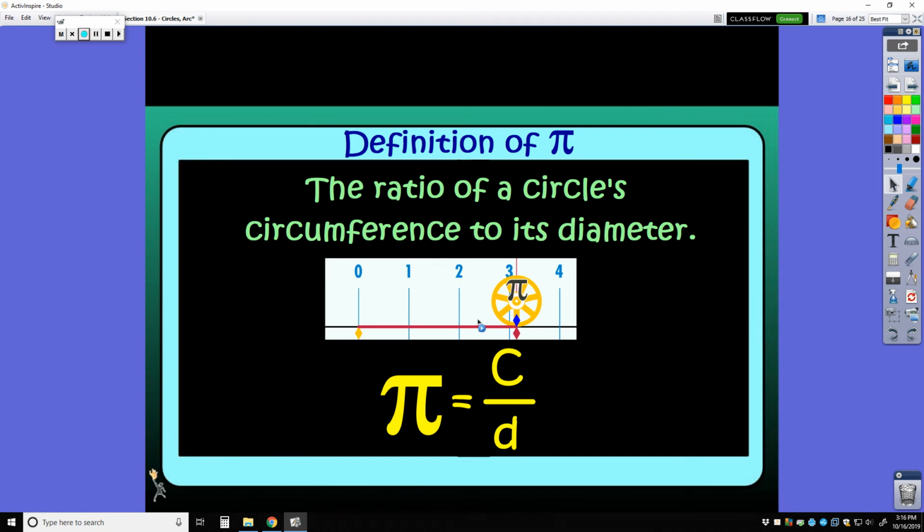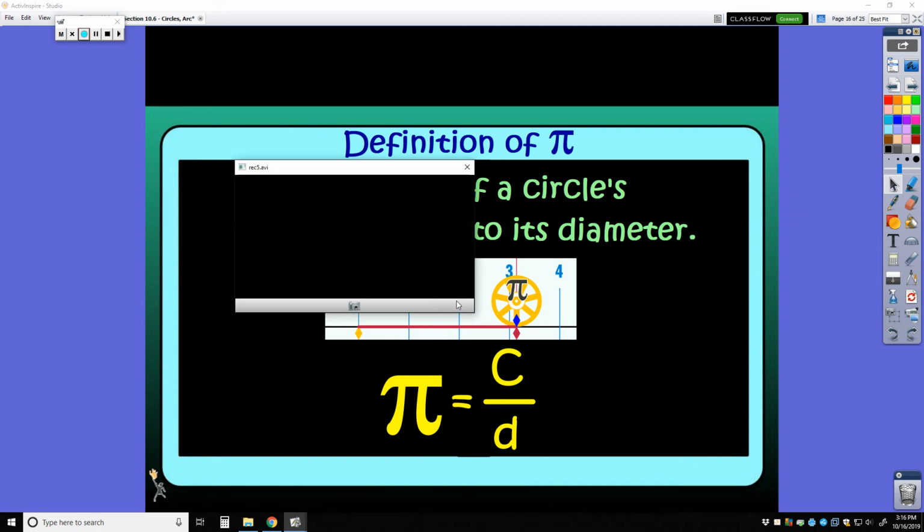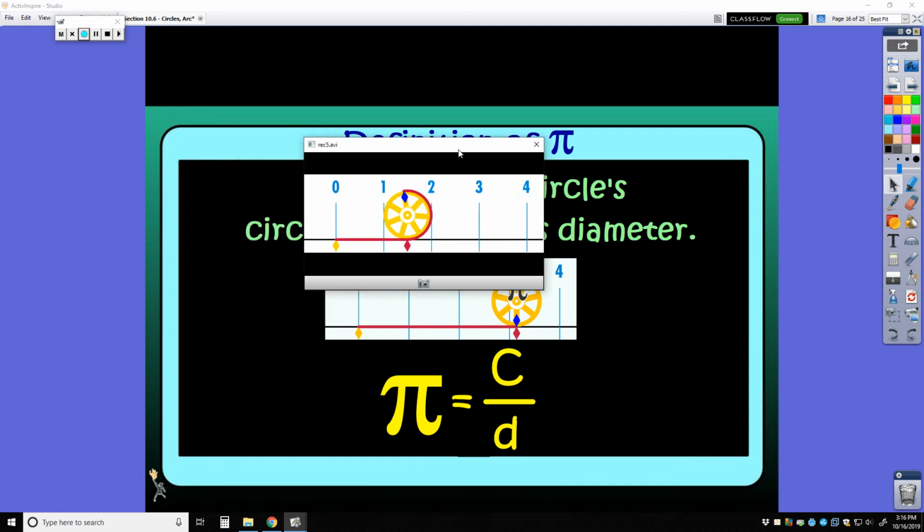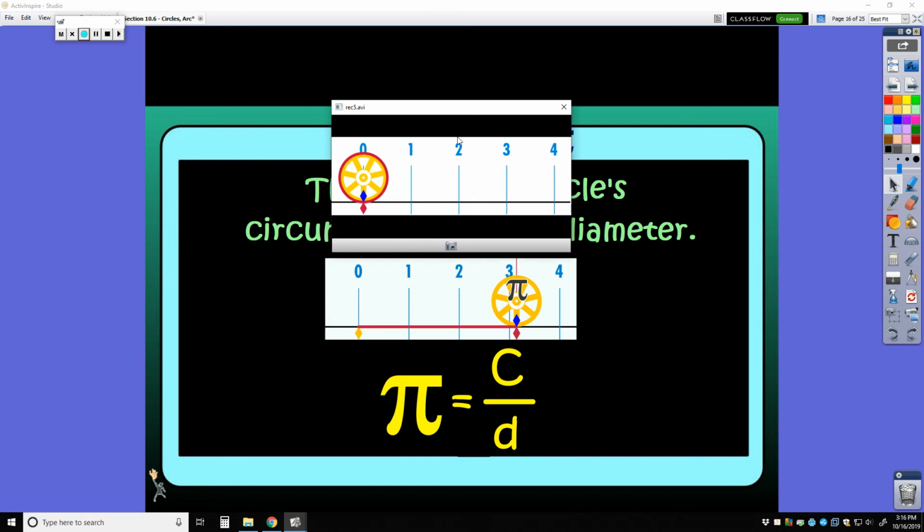So I've got this real fancy GIF here. Let's see how well this is really going to work here on the video. Probably not going to work out too great, but you can see this wheel is unrolling. Initially, notice at the beginning that there is that red rope around it. As the wheel rolls away, that rope going around it is unraveling down here. And so that is the circumference of the circle.